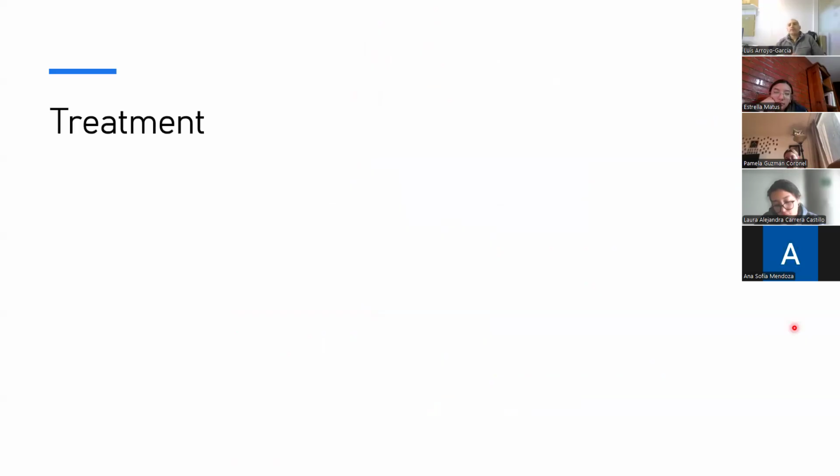Question: how would you treat these patients? By controlling their glucose levels? Yeah. I mean, it's logical, right? There is not another way to treat this.